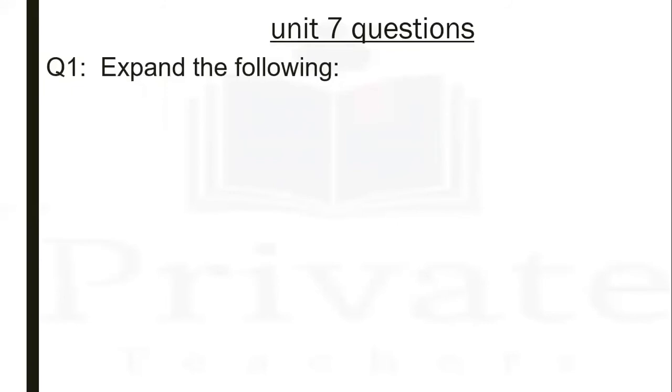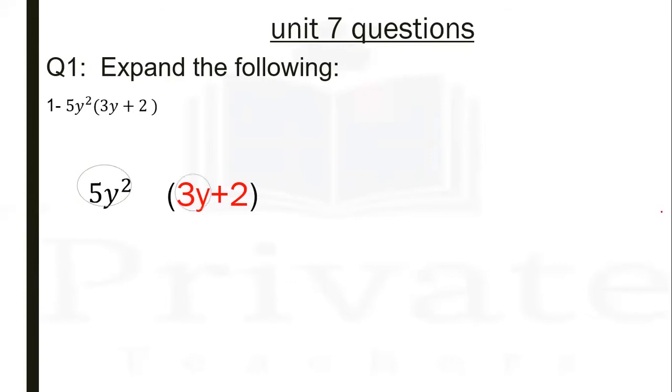Moving on, Unit 7 questions. Unit 7 is about expansion and factorization. The first part of this unit is expansion. So the first question, expand the following. 5y to the power of 2 times, open a bracket, 3y plus 2. To make it clear, look at it carefully. 5y to the power of 2, inside the bracket 3y plus 2. So we take 5y to the power of 2, we multiply it by the terms inside the bracket.